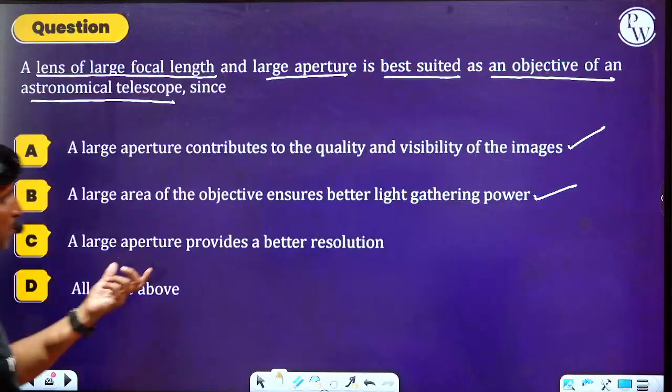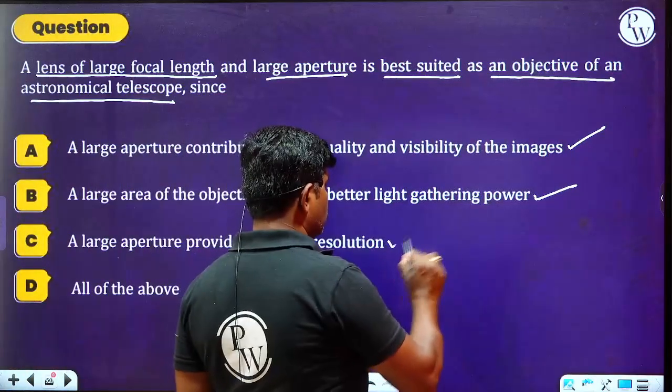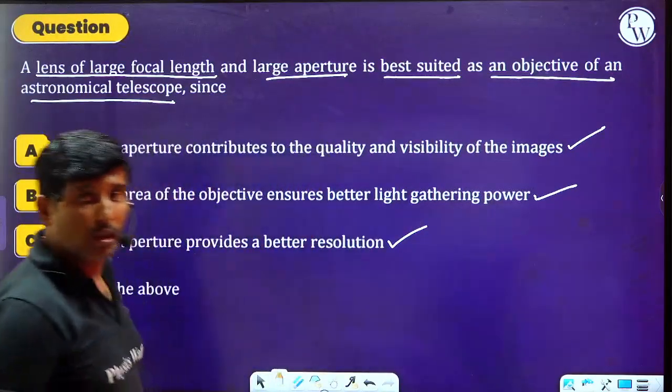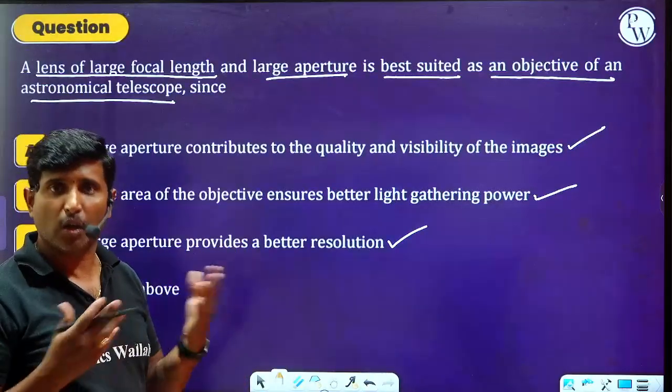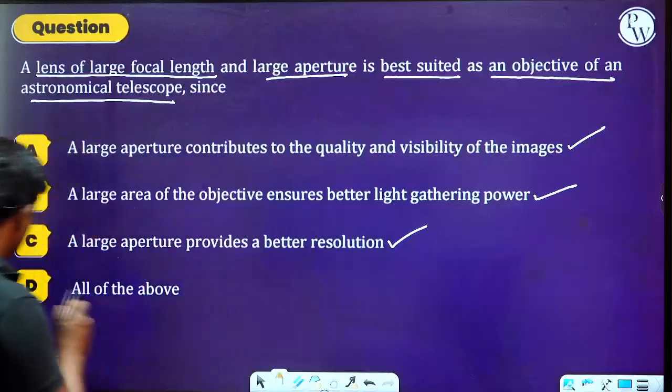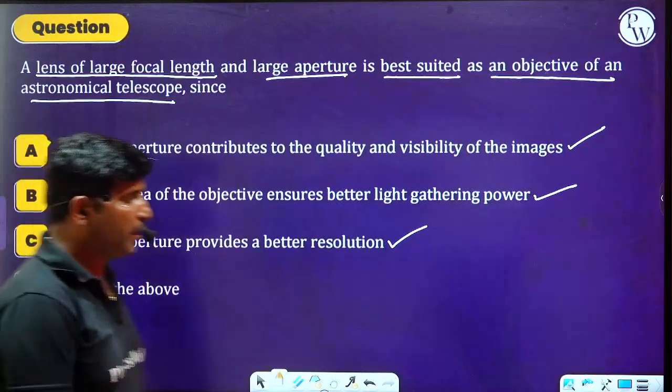A large aperture provides a better resolution. That means we can see the image of an object clearly whenever the light enters in a larger amount. Hence, we can go with option D as the right answer.